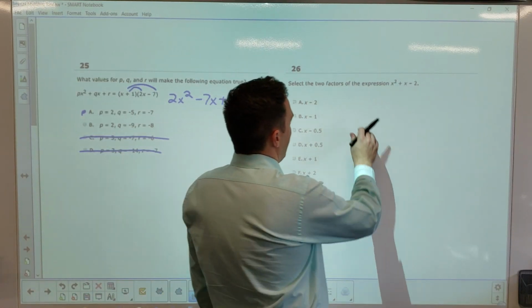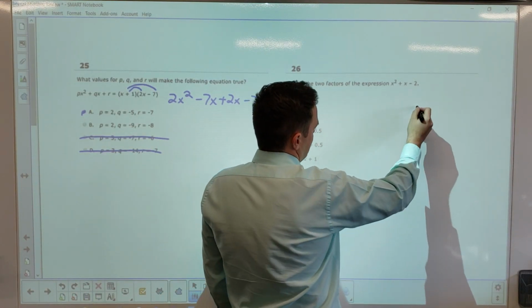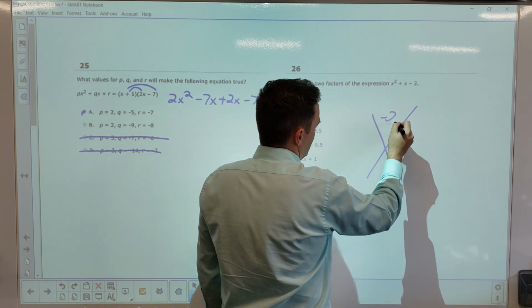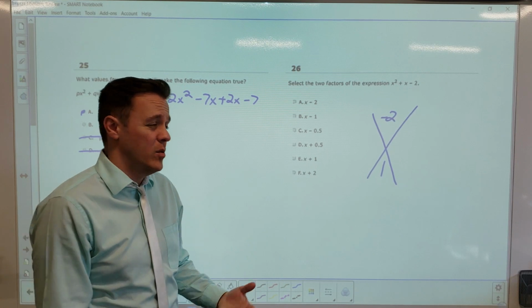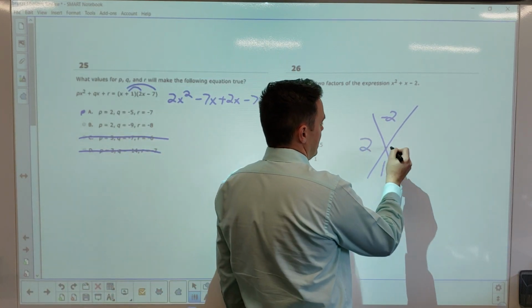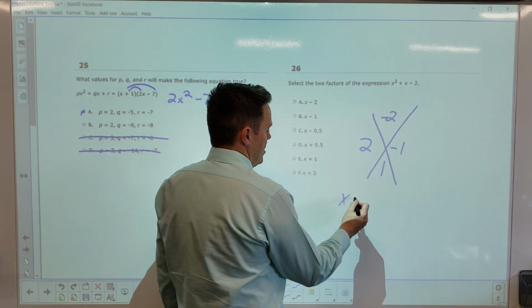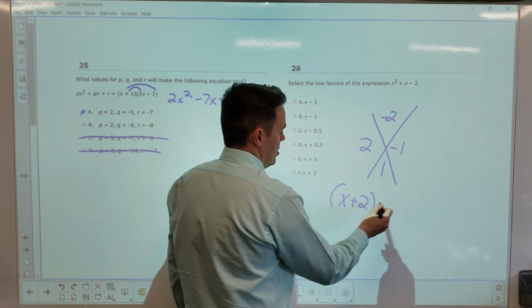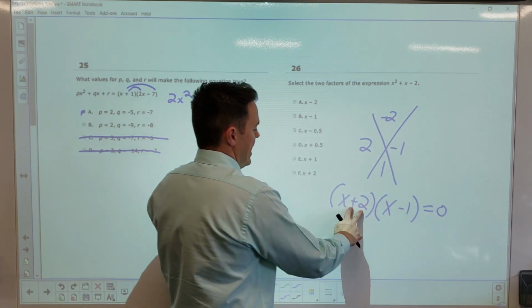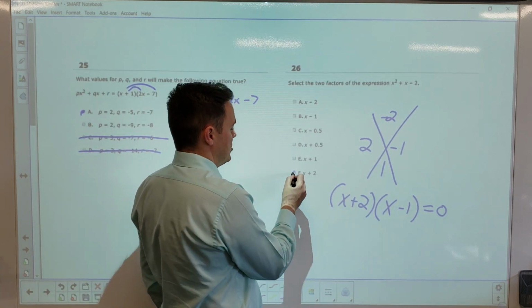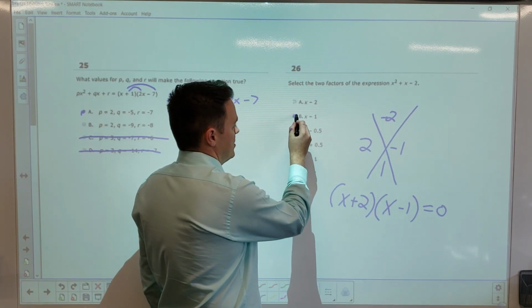This one here, factors. Now this is the difference. Negative 2 and a 1. Okay, what two numbers multiply together to make a negative 2, but when you add them make a 1, or subtract them, it'd be 2 minus 1. So this one here, you leave as it sits. So my answers are x plus 2, x minus 1.